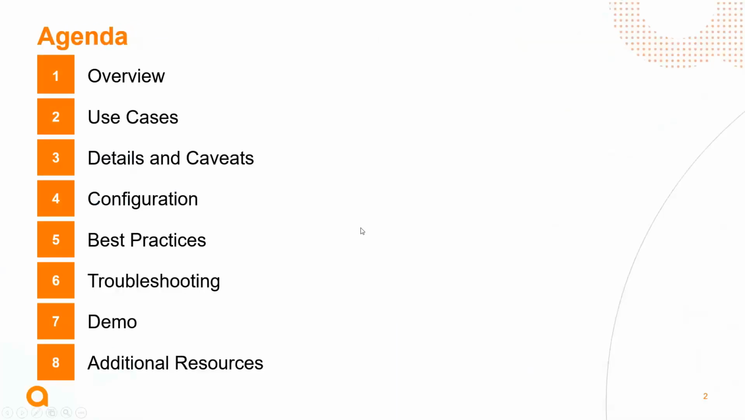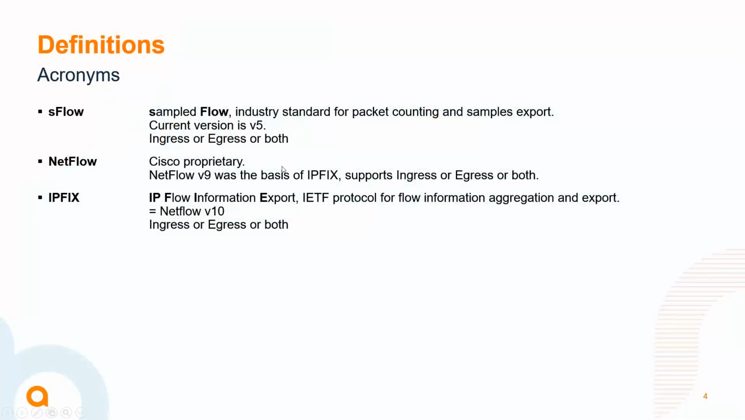The agenda of today would be the TOI agenda, that is the overview of the feature, the use cases being considered, details and caveats, configuration for S-Flow, best practices, a bit of troubleshooting before we dive into the demonstration, and finally resources. Let's first start with the overview and a reminder of some acronyms: S-Flow, NetFlow, and IPFix, as there were no S-Flow TOI made before.